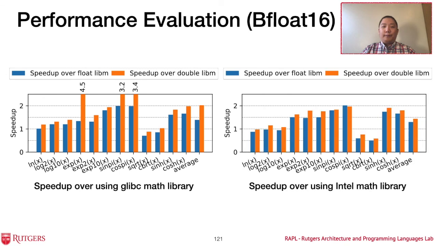The right graph shows a speedup of RLibm's bfloat16 math library functions against Intel's float math library in blue bars and Intel's double math library in orange bars. RLibm's functions for bfloat16 are on average 1.3x faster than Intel's float math library and 1.4x faster than Intel's double math library.